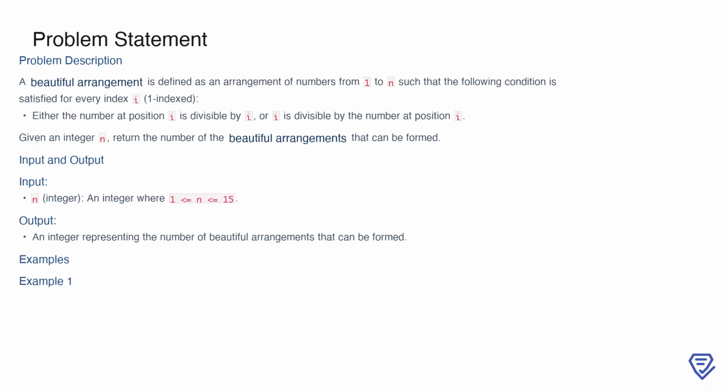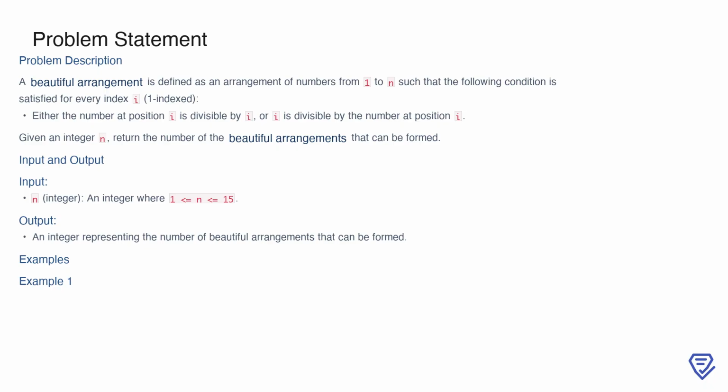Let's dive in. A beautiful arrangement is a specific way of arranging numbers from 1 to n such that a key condition is met for every position in the arrangement. The condition is that for any index i in the arrangement, either the number at position i is divisible by i, or i is divisible by the number at position i. The task is to determine how many such beautiful arrangements can be formed for a given integer n.